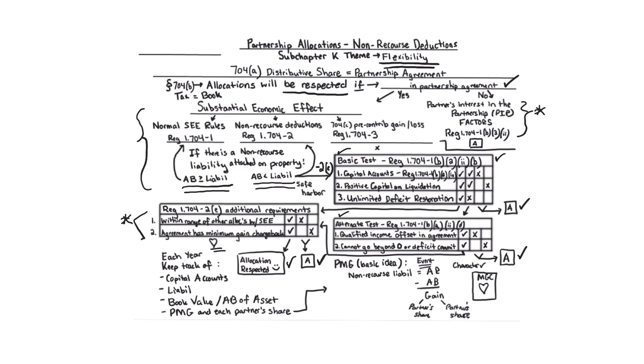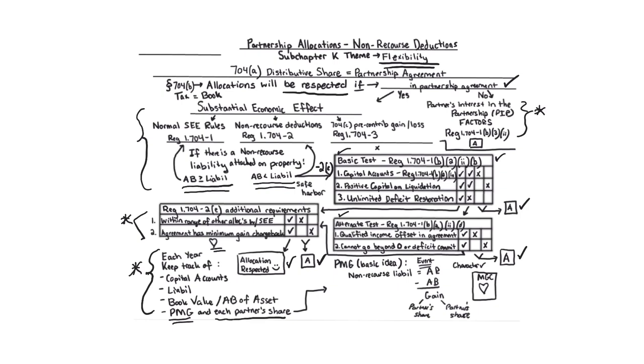Now, another thing, in addition to writing out these tests and how everything is met and explaining, you also want to keep track of four things. And we're going to do that in this problem. Each year we keep track of the capital accounts, the amount of the liability, the book value, and also the adjusted basis. Specifically, we're going to focus on the adjusted basis because that's what's important. And then the partnership minimum gain and each partner's share. So that partnership minimum gain, that PMG that I'm talking about, that is the heart. That's that minimum gain chargeback in each partner's share.